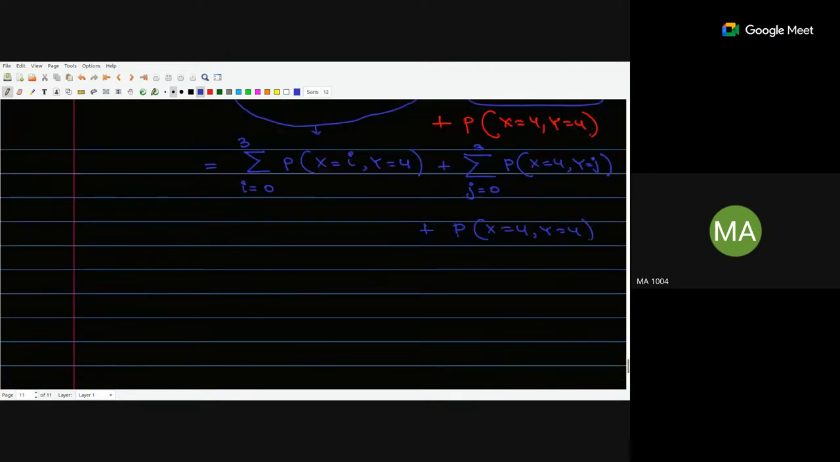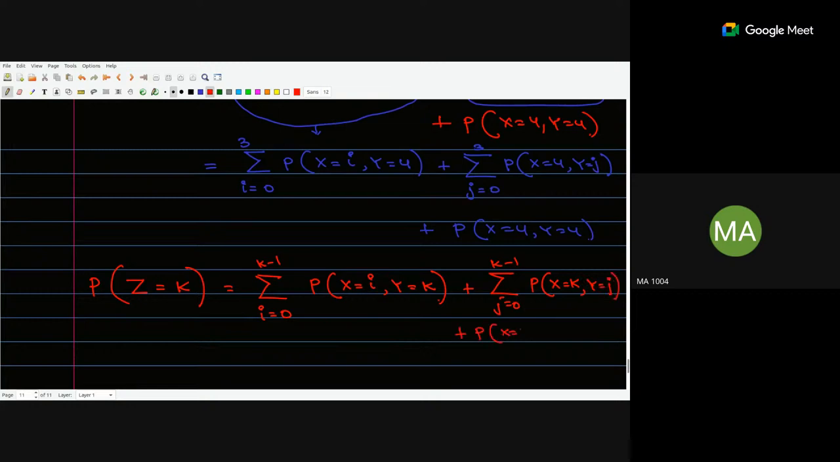Okay, so now observe clearly. I just replace 4 with k, any k. What should I write? The first expression will become summation I equals 0 to, till where can I go? K minus 1. For 4, we are going till 3, so it should be k minus 1. X equals I, comma Y equals k. So this says the random variable Y is k and X takes any value less than k, so maximum will be k. Similarly, summation J equals 0 to k minus 1, probability that X equals k, comma Y equals J, plus probability that X equals k, comma Y equals k.